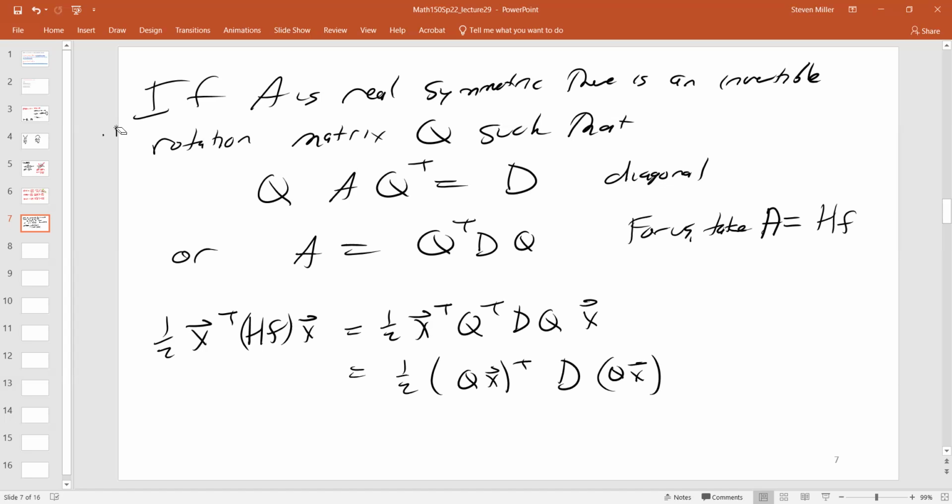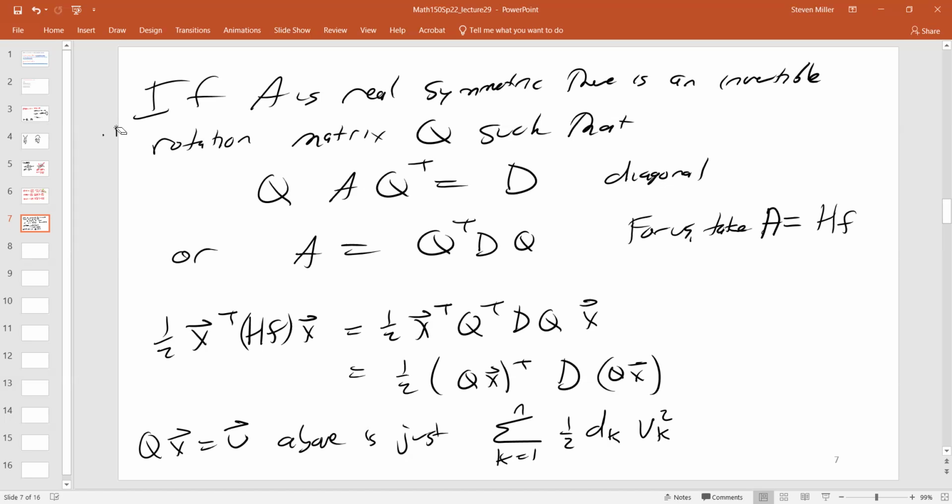Okay, if I have a diagonal matrix, it's very easy to understand this. So if Q x equals b, the above is just the sum, k goes from 1 to n, of 1/2 the kth element of the diagonal times the square of the kth element. So if all d_k are greater than 0, we have a min. If all d_k are less than 0, we have a max. If mixed, it's a saddle point.